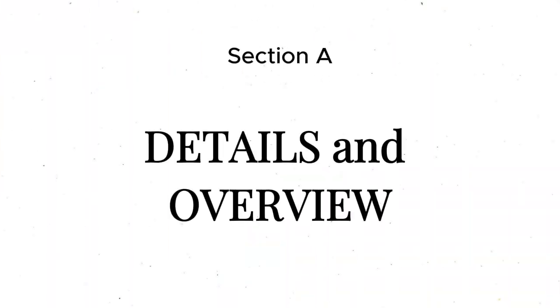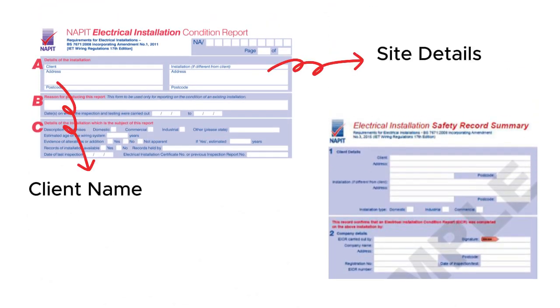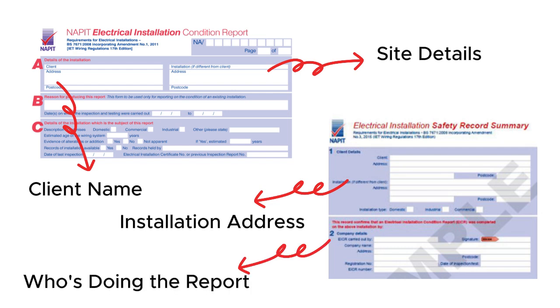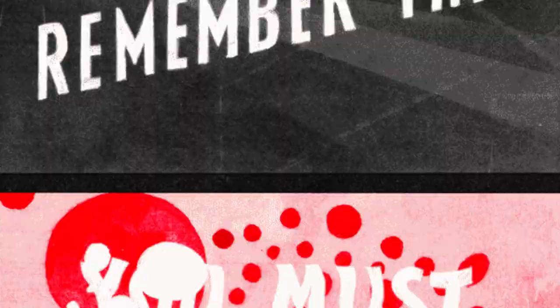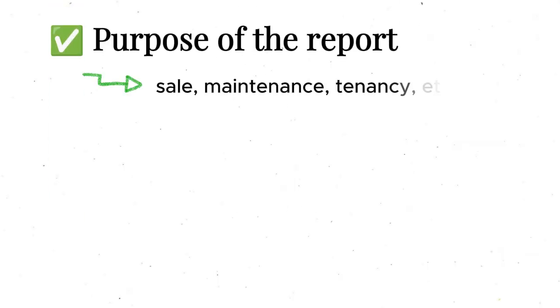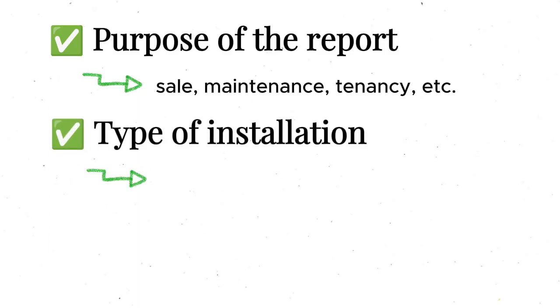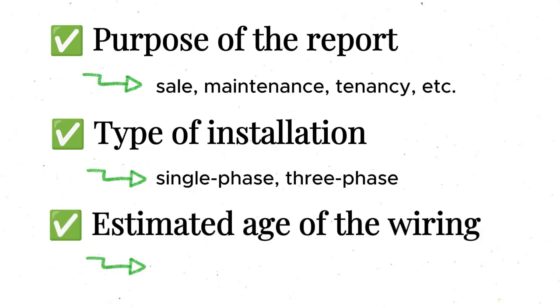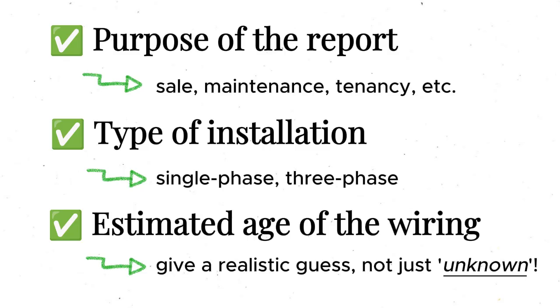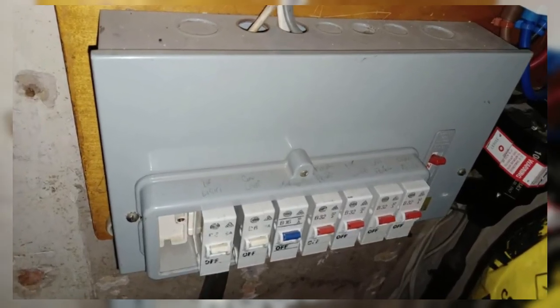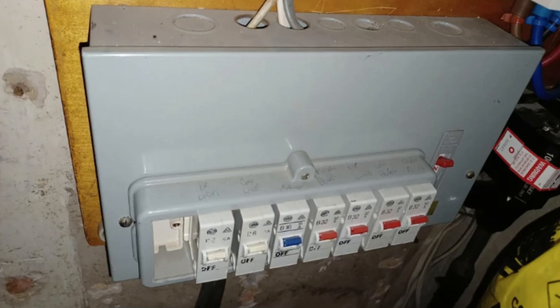Section A, Details and Overview. Section A covers the basics: site details, client name, installation address, and who's doing the report. But don't miss these important bits. Purpose of the report: sale, maintenance, tenancy, etc. Type of installation: single phase, three-phase. Estimated age of the wiring. Give a realistic guess, not just unknown. If it's pre-2004 and has a Wylex board with no RCD, probably older than it looks.